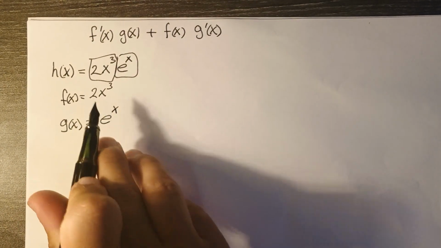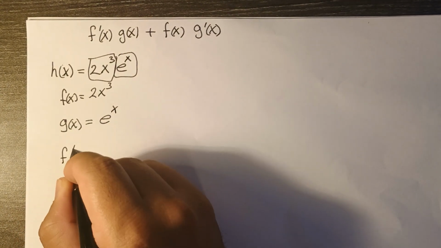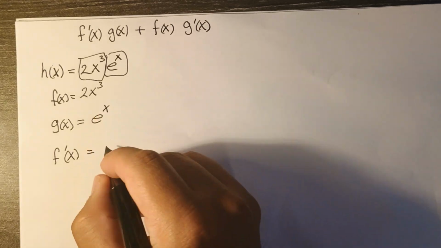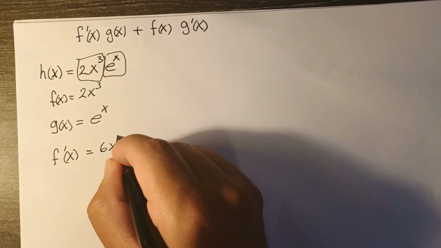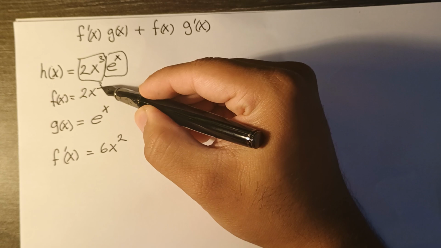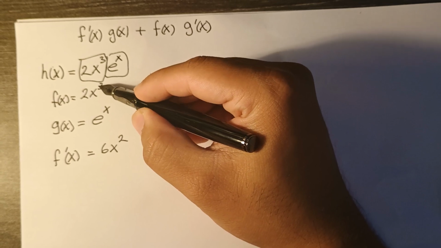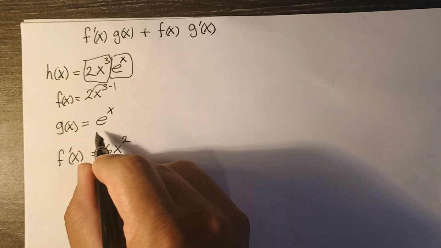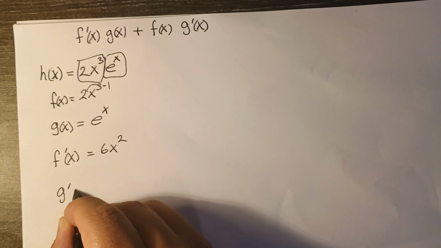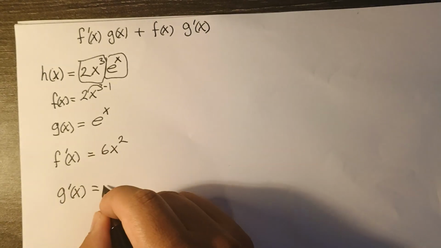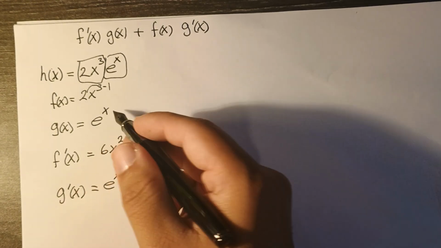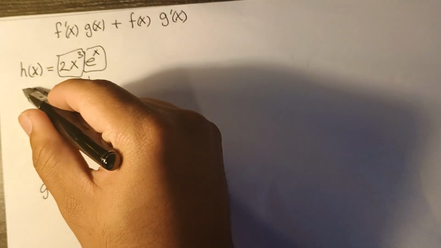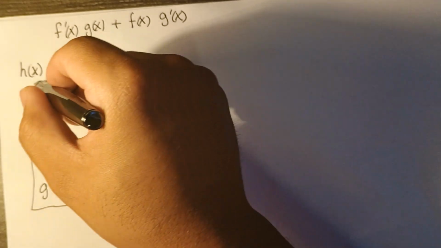Okay, now take the derivative of both of these. So f prime of x, the derivative of this, would be 6x squared, right? Using the power rule, you're gonna move this guy down here, subtract 1, right? Next we got g prime, which is just e to the x, because the derivative of e to the x is just e to the x, right?